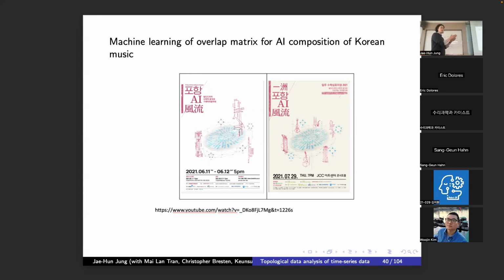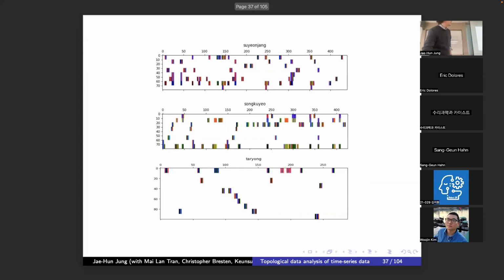Machine learning and also TDA. This is the kind of feature that the machine is trying to learn. This characterizes the Korean traditional music, and this characterizes the kind of non-Korean Italian music. And then using this, we match the data.